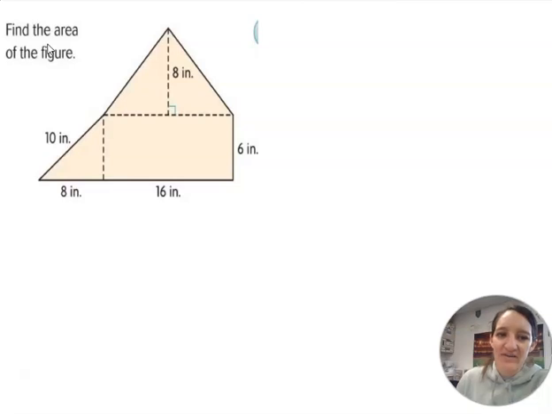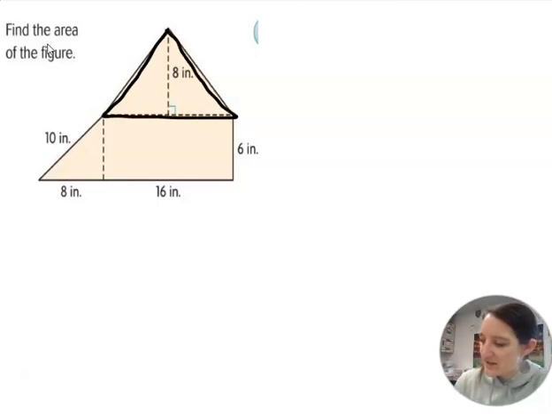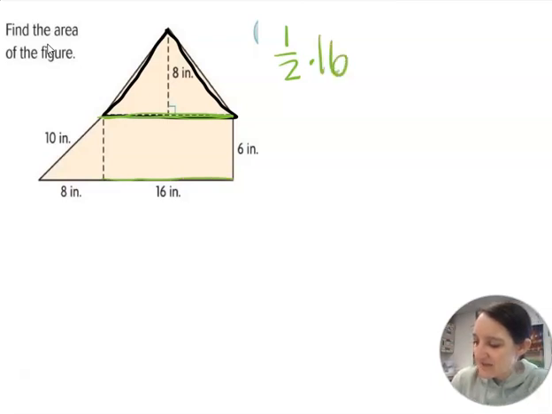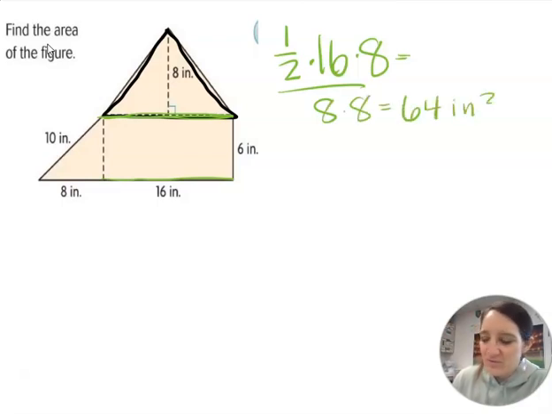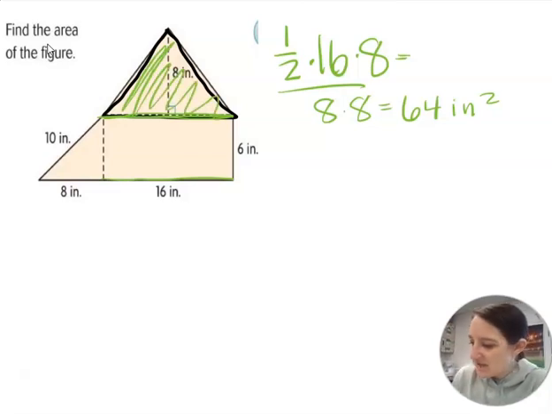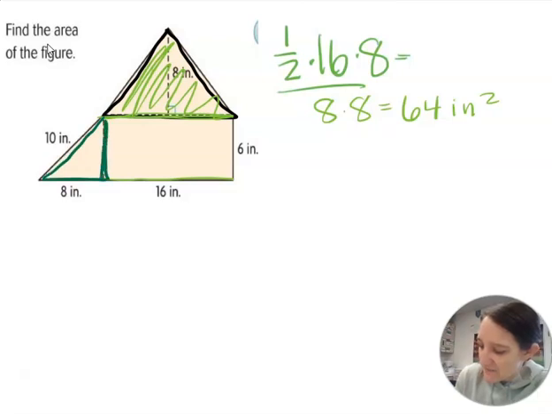Find the area of the figure. Let's start with this big triangle right here. So it's 1/2 times, what is this base? Well, it's the same as this rectangle, right? So let's go with 16 times 8. 8 times 8 is 64. We've got the triangle.